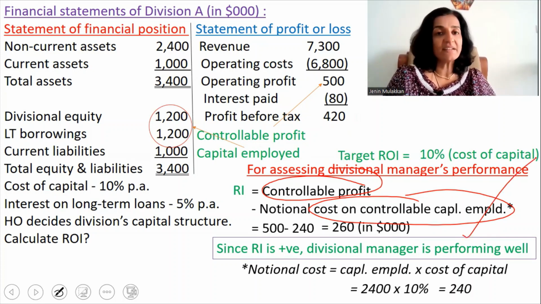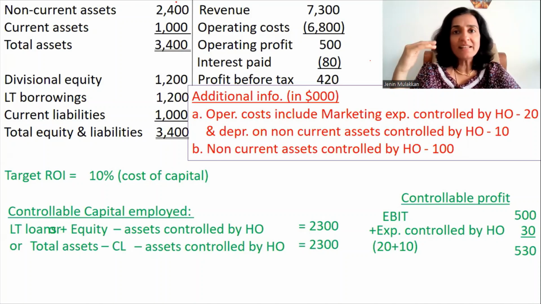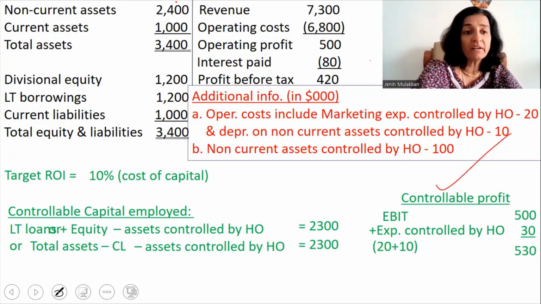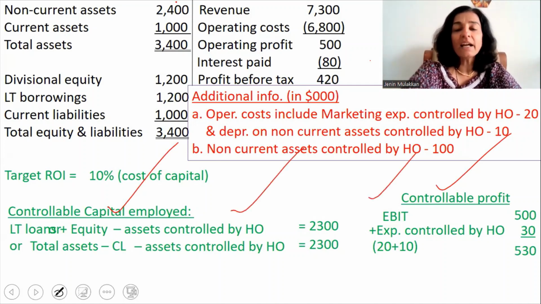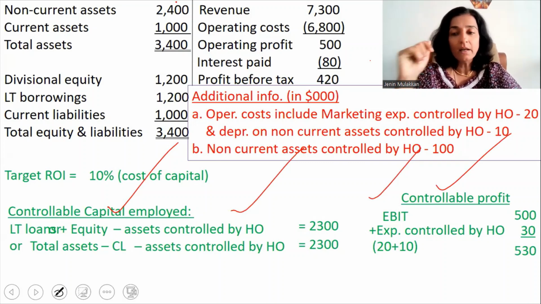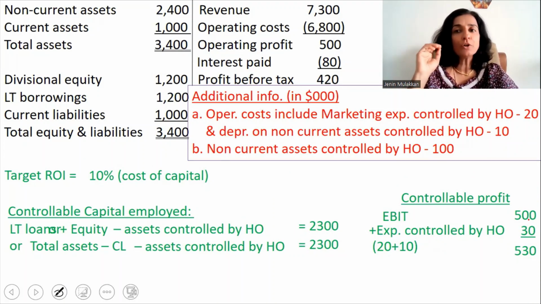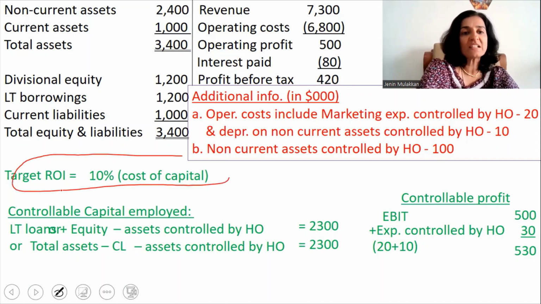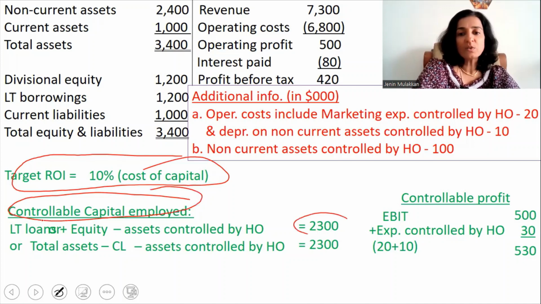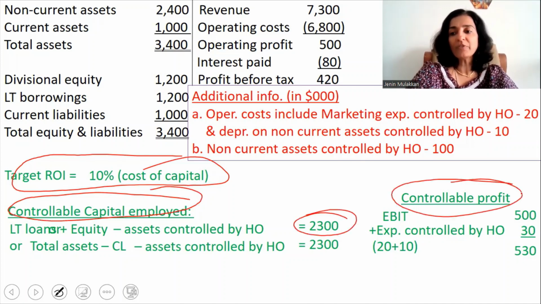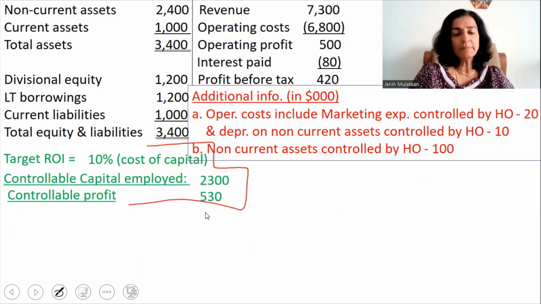Now moving to the second question. This question is also the same question that we did for calculating ROI. So the way in which we arrived at the controllable profit and the controllable capital employed applies for residual income as well. So I'm not going to explain that. This is just the details that I have copied from the question tackled earlier. So the key points that have been calculated, I am going to copy into the next slide. The target return on investment is 10% of the cost of capital. The controllable capital employed is 2,300 and the controllable profit is 530. These are the three pieces of information that have been copied from the previous slide.